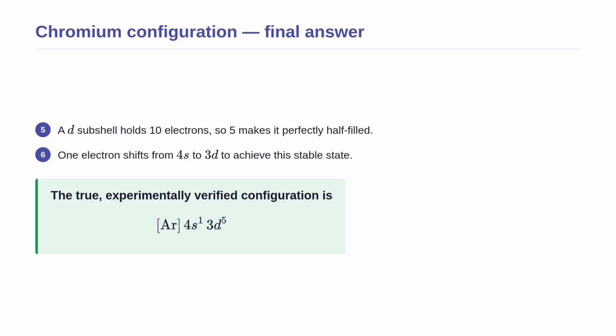Continuing with chromium, we know that a d subshell can hold a maximum of 10 electrons, meaning having exactly 5 electrons makes it perfectly half-filled. To achieve this extra stability, one electron from the 4s orbital shifts into the 3d orbital. The 4s orbital is now half-filled with 1 electron, and the 3d orbital is perfectly half-filled with 5 electrons. This gives us the true experimentally verified configuration of chromium. This arrangement has a lower overall energy due to symmetrical electron distribution and high exchange energy, proving that atoms will always pursue the lowest possible energy state.